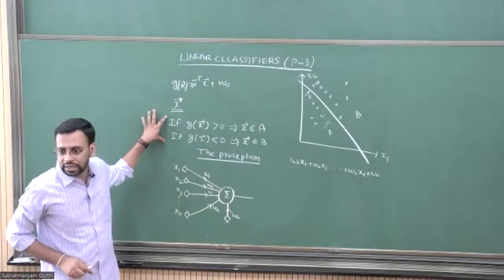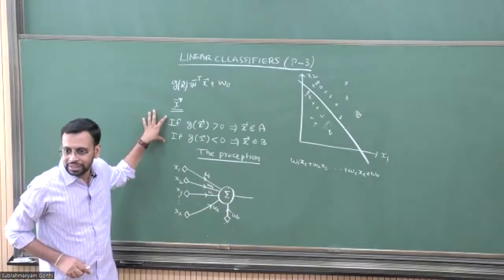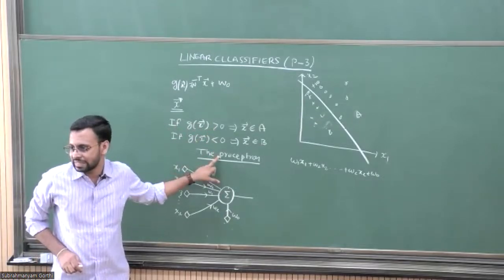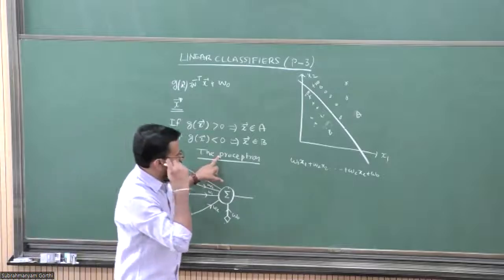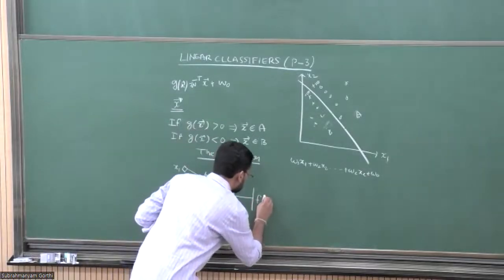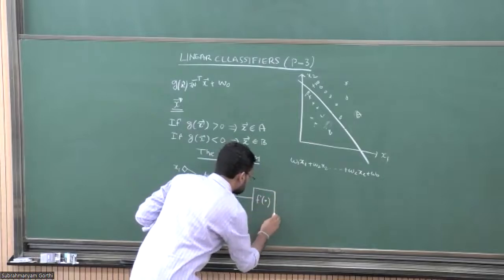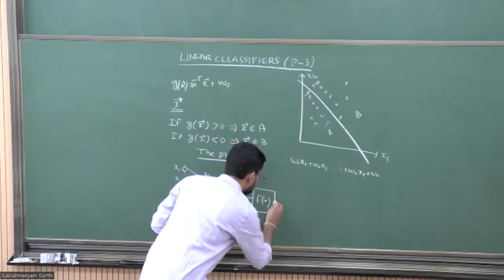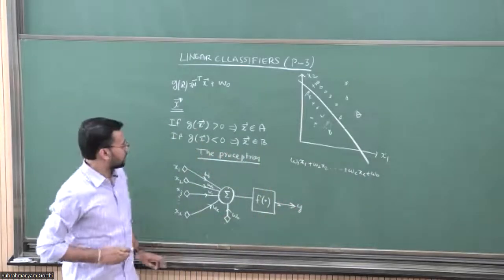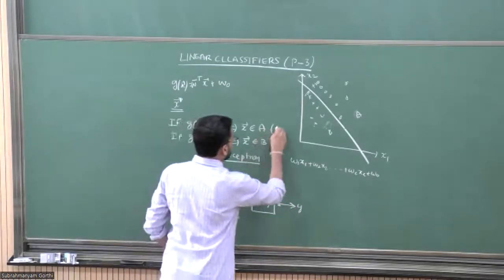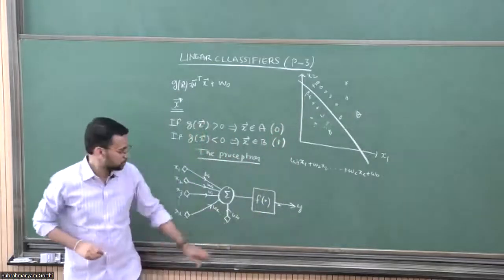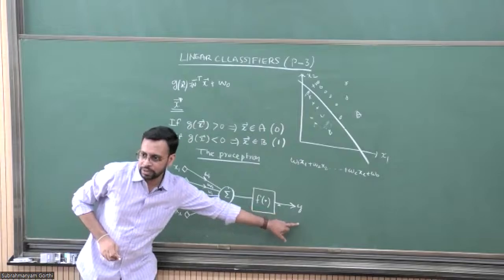And how are you taking a call? You are looking at whether this function is greater than 0 or less than 0, right? So there is a function you are applying to this, which will give you an output, let's call it y here, and assume that I represent class A with 0 and class B with 1. So my y could be 0 or 1.